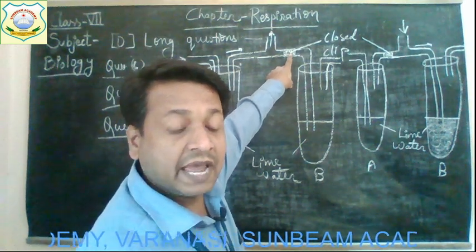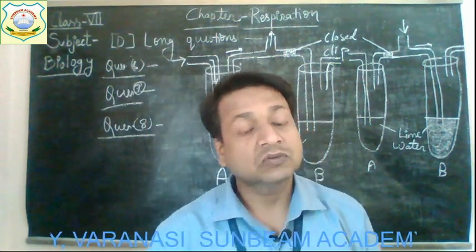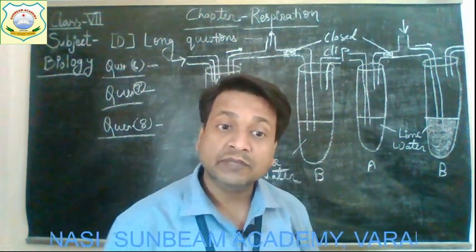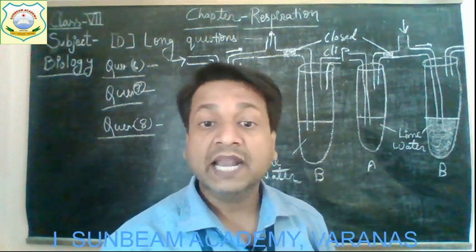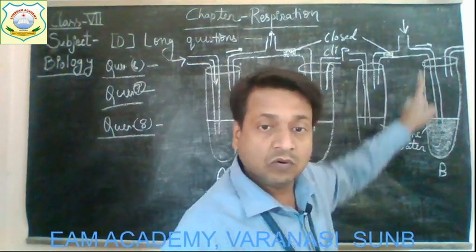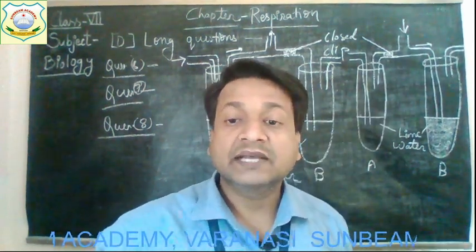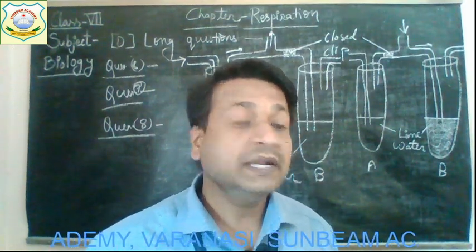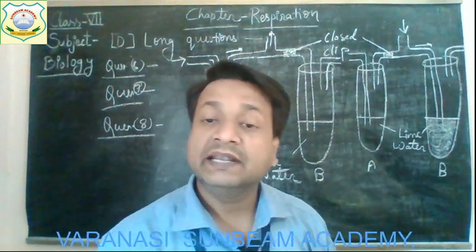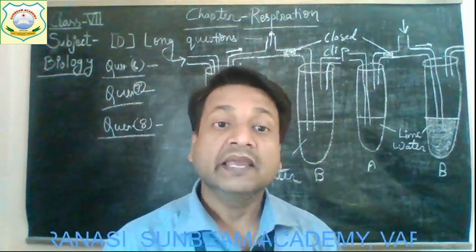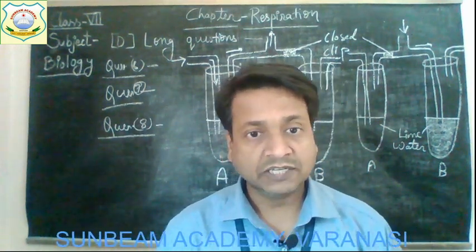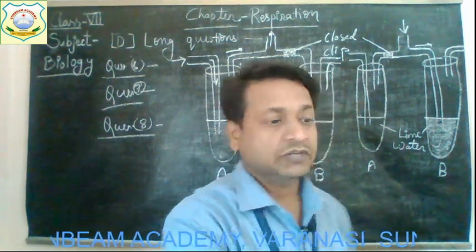Clip Y is closed, and the inhaled air passes through lime water in test tube A. As we exhale through the rubber tube, clip Y is open and clip X is closed. So this clip is closed and here this clip is opened. And the exhaled air passes through the lime water in test tube B. And this lime water turns more milky in test tube B. So this shows that exhaled air has more carbon dioxide. Alright children? Now come to the next question.